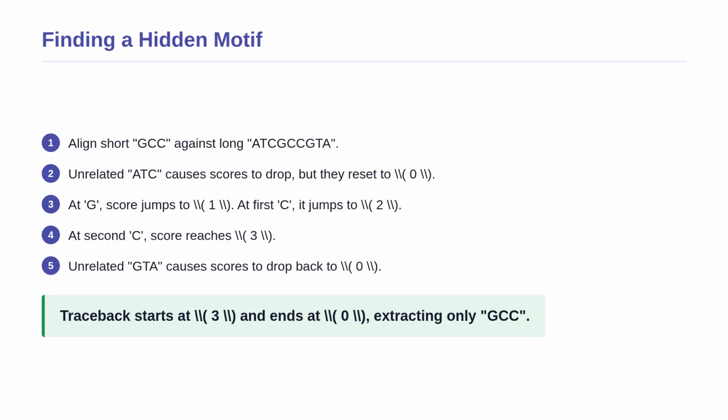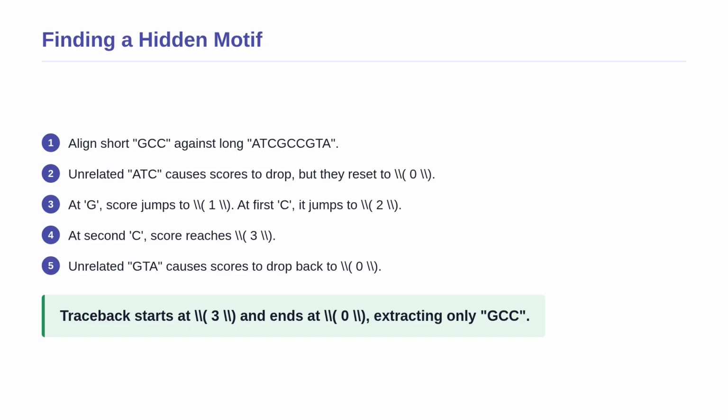Let us see how this zero reset works in practice. Imagine aligning the short sequence G, C, C against a much longer sequence A, T, C, G, C, C, G, T, A. If we used global alignment, the extra letters at the beginning and end would create massive gap penalties, ruining the score. But with Smith-Waterman, as the matrix calculates the unrelated ATC part, the scores repeatedly drop below 0 and are instantly reset to 0.